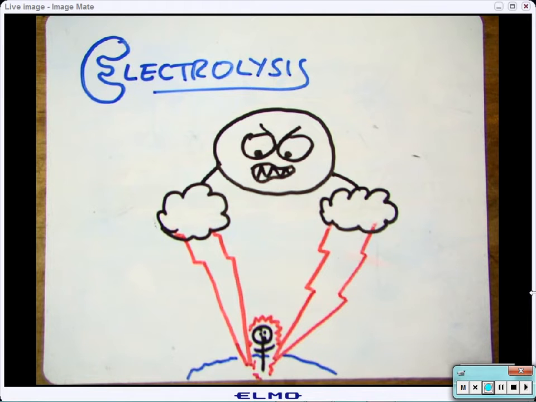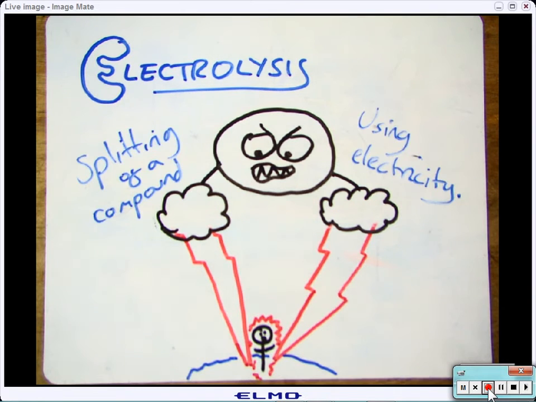So the first thing you need to know is that electrolysis is the splitting up of a compound using electricity. So any compound can be broken up using electricity as long as it's in a molten state, which means it's a liquid.